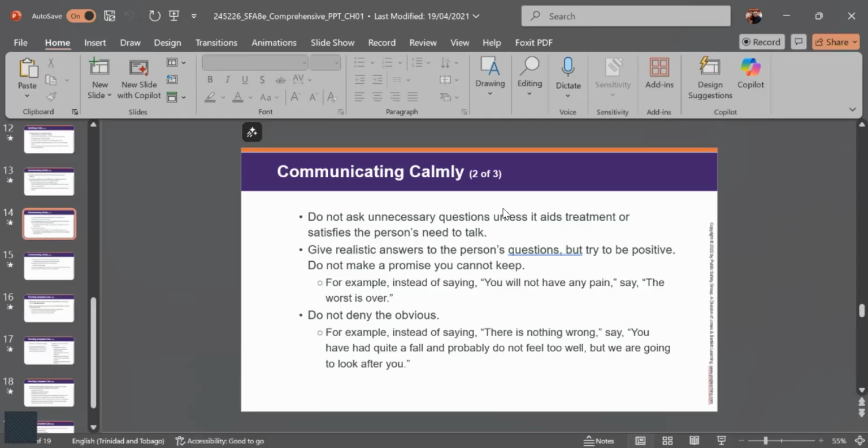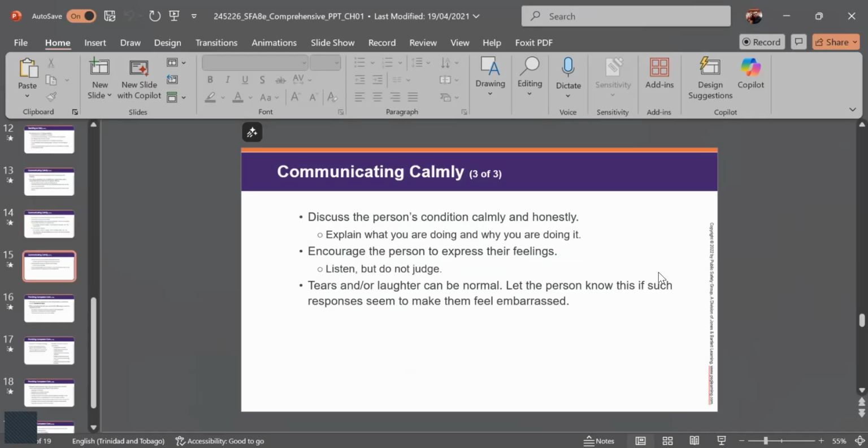Okay. Don't tell them, gosh, your leg cut off, boy. You might be going to bleed and die. Or you're going to bleed to death, as some people say. Is it serious? Yes, it is serious. But we're going to try our best to stabilize you here and get you to the hospital. Let's sidestep it a little bit. Discuss the person's condition calmly and honestly, but how you do it really matters, especially for life-threatening conditions. You have to be smart about how you say it.